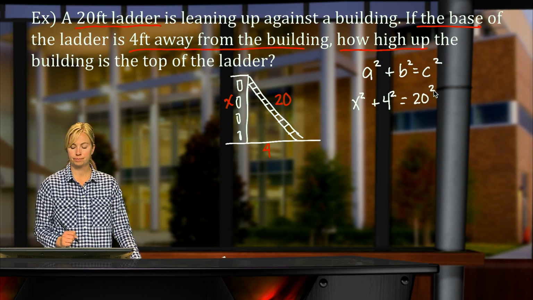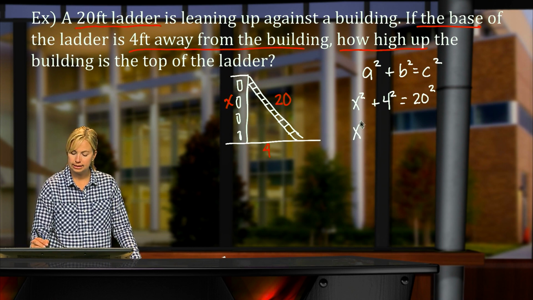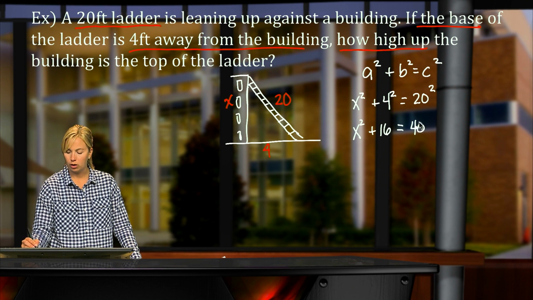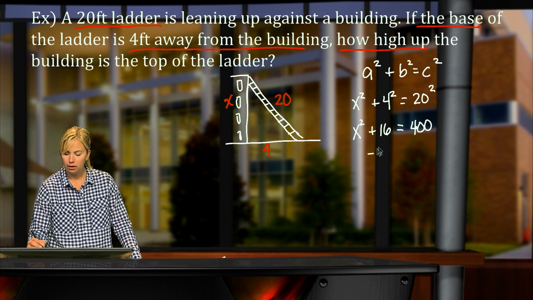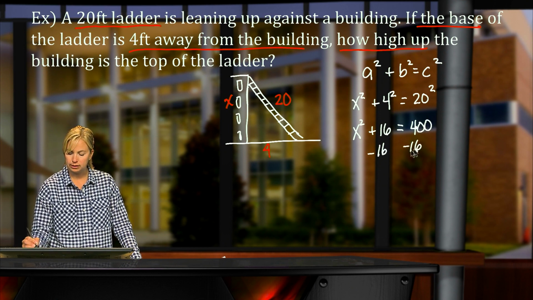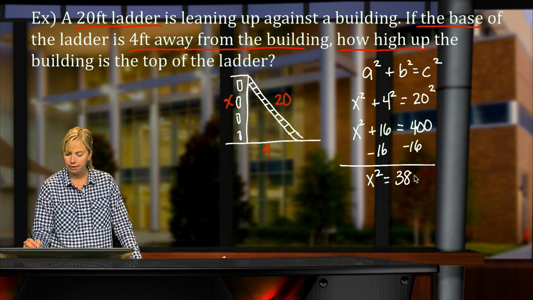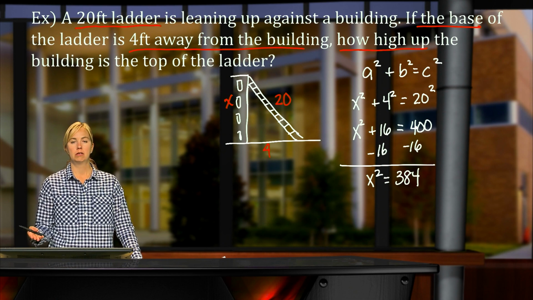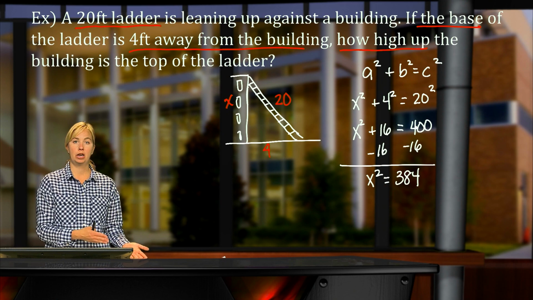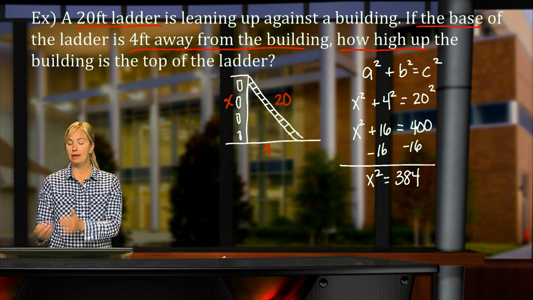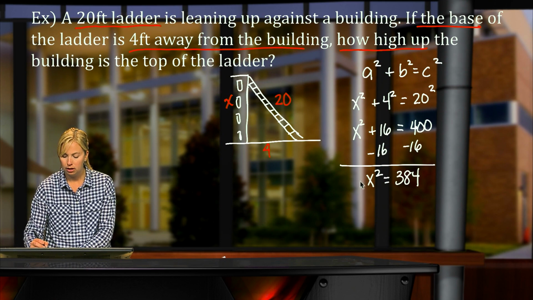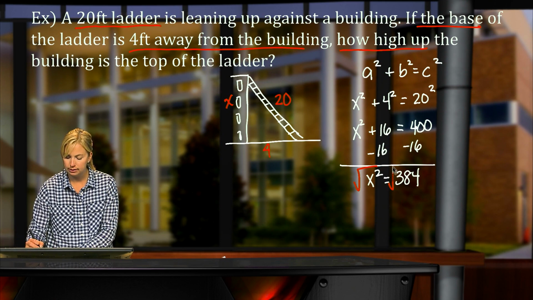20 squared. 4 squared is 16. 20 squared is 400. We can subtract 16 from both sides. x squared equals 384. And in previous examples, when we had a square root and we wanted to undo it, we squared both sides. Now we've got a square. So how can we undo that? We undo that by taking the square root of both sides.